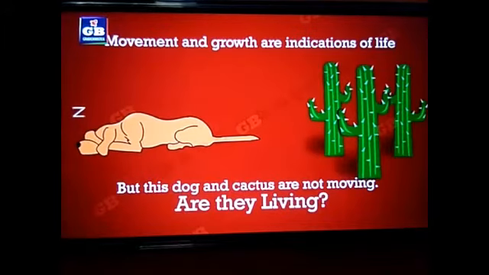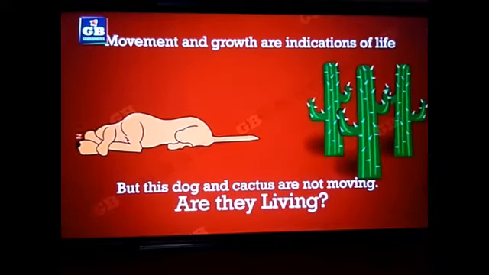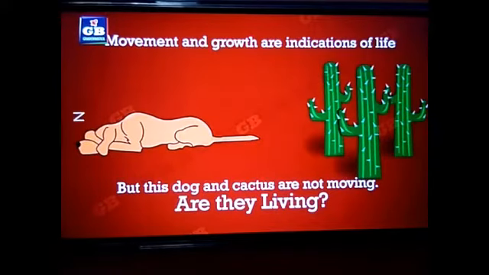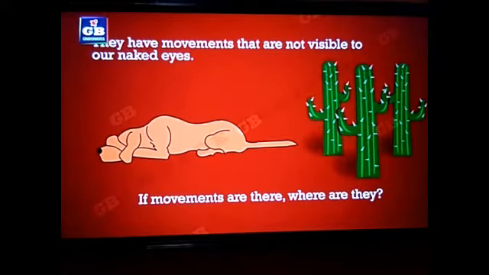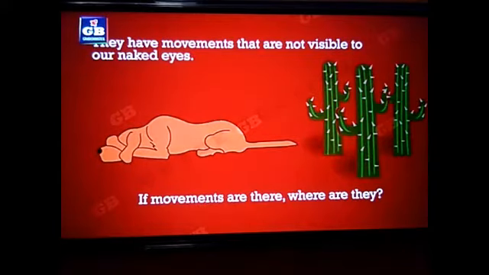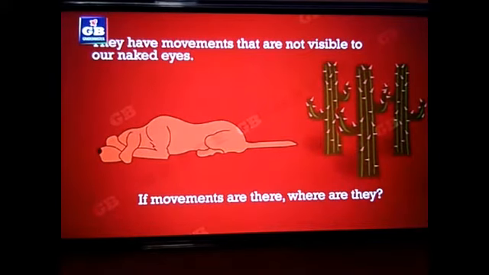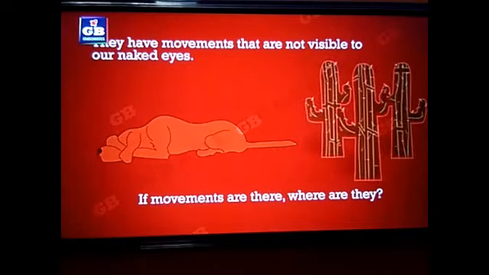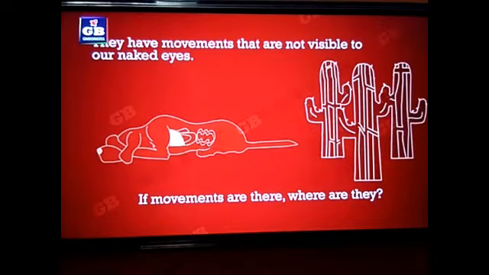But sometimes we find living things without any movement. Examples: this sleeping dog and this cactus. In this instance, we do not notice either movement or growth in the above two. It doesn't mean that they are not living; they have movements that are not visible to our naked eyes. If movements are there, why are they there?